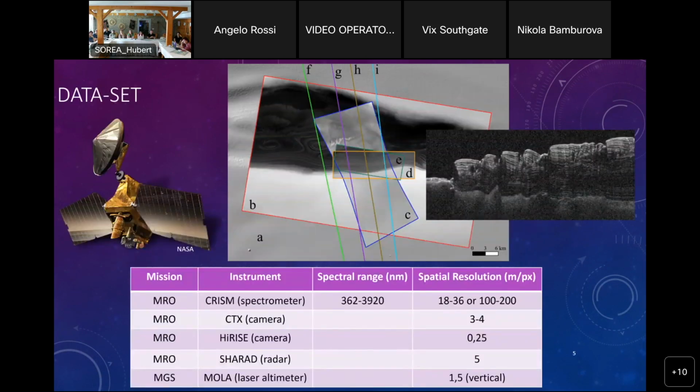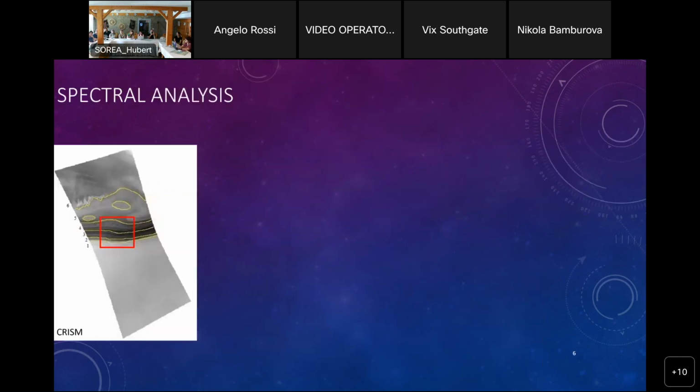The dataset is composed mostly of data from the Mars Reconnaissance Orbiter, and this is the whole dataset. We have the CTX image, the CRISM hyperspectral cube, and 2 HiRISE images, and 4 equally spaced radargrams from SHARAD, and we use the MOLA DEM for the elevation data. We start with the spectral analysis.